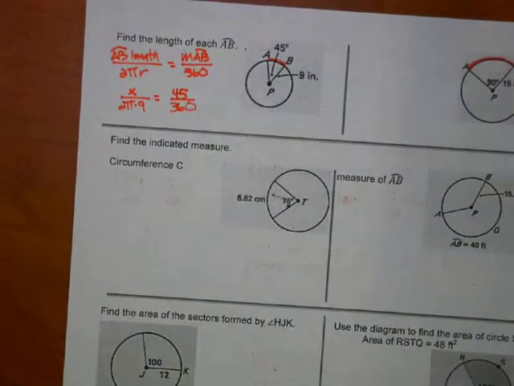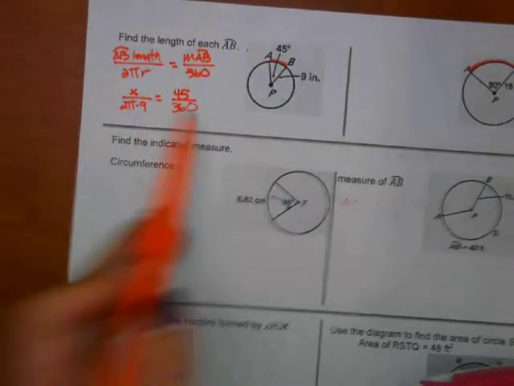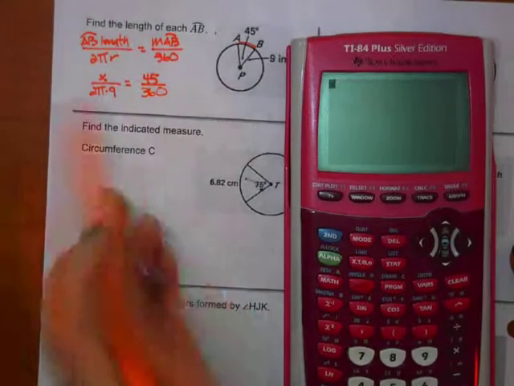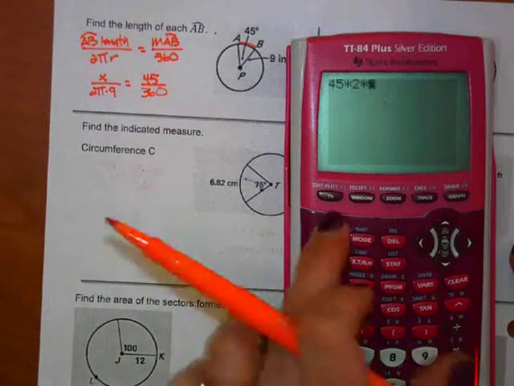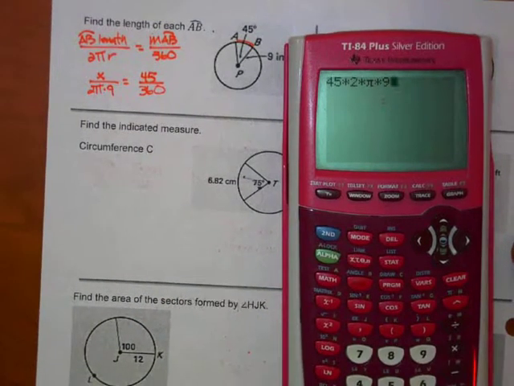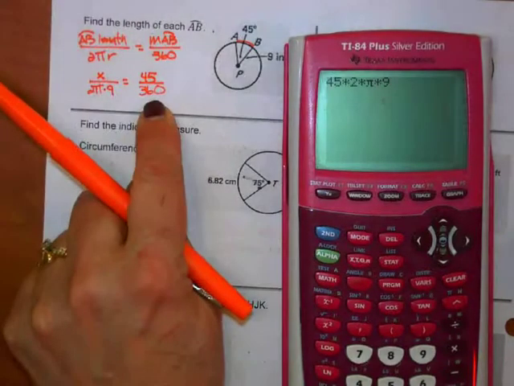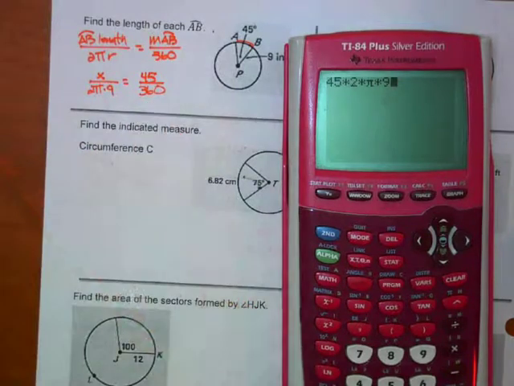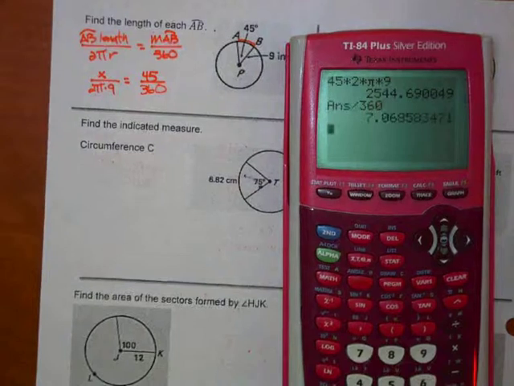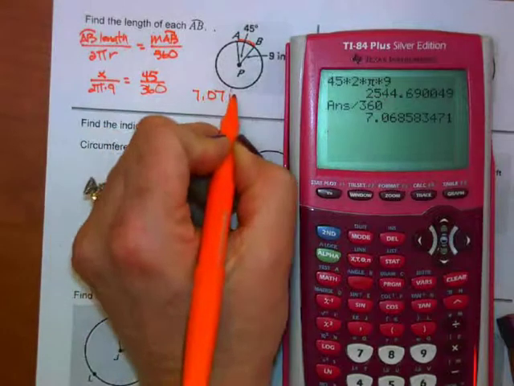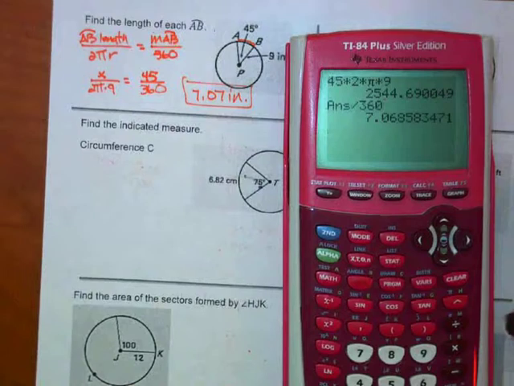Now, the reason I had you get a calculator is because I want you to do this math all in one calculation. It's pretty easy. You just cross multiply this times this: 45 times 2 times pi times 9. See that? I'm cross multiplying, and then I'm going to divide by 360. With me? Yes. What do we get? 7.1 rounded. Let's do to the hundredths, so it would be 7.07. Let's always go to the hundredths unless it says otherwise. Okay?